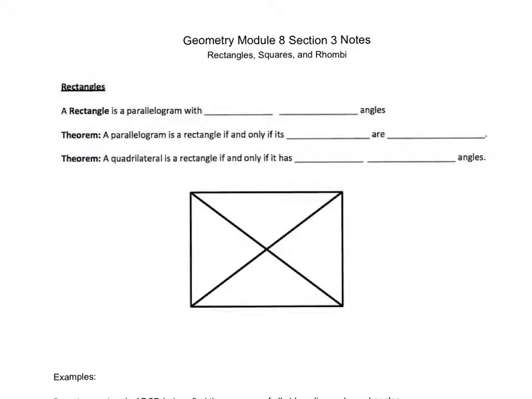In section 3, we're going to talk about rectangles, squares, and rhombi. So let's start with rectangles. A rectangle is a parallelogram with 4 right angles, which means that a rectangle has all of the same properties as a parallelogram, except for the fact that all of its angles are right angles.